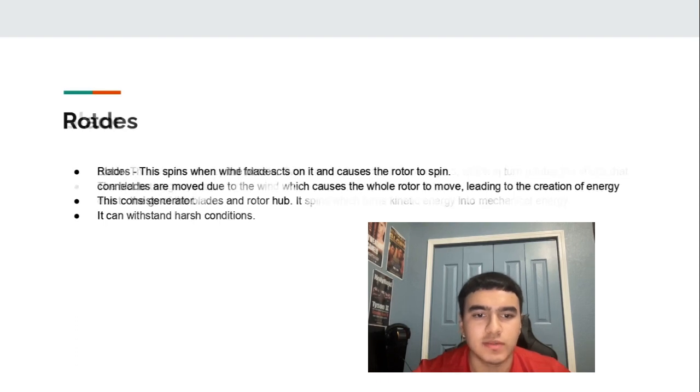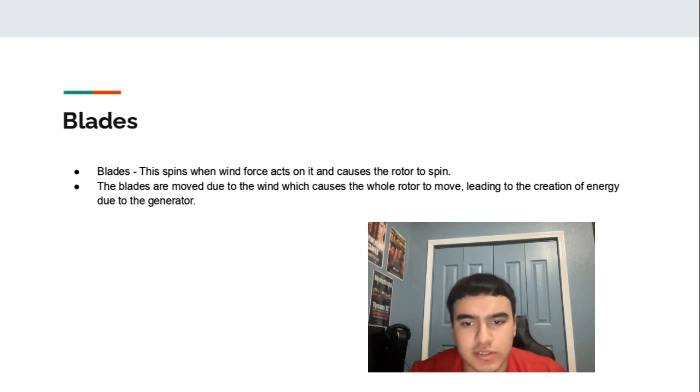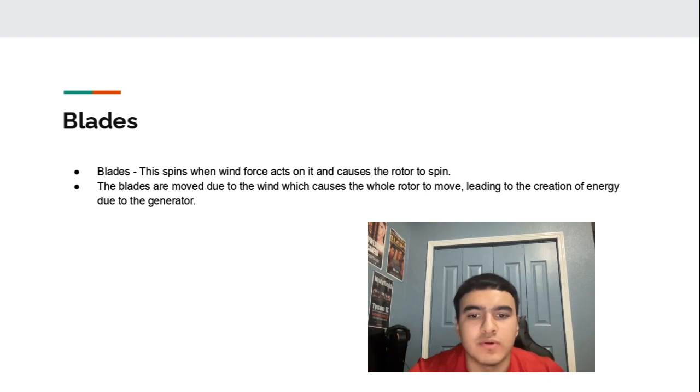Now for the blades. The blades are again what control the rotor. The wind is what moves the blades. When the blades move, they cause the rotor to spin, which leads to the creation of energy by the generator. The blades are made of materials that can withstand the harshest conditions and are especially made to be very aerodynamic and not affected by drag as much. The way this system works, in general, is by converting kinetic energy to mechanical energy.